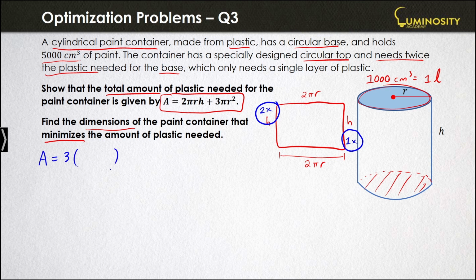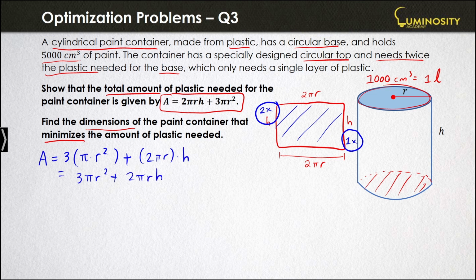So what is the area of a circle? That is pi times r squared, the radius squared. Plus this rectangular piece here. But what is the area of this rectangle? It's 2 pi r times the height. Okay, so if I simplify that, that's going to be 3 pi r squared plus 2 pi rh. And that's exactly what we have here. It's just written the other way around, which is fine. Addition is commutative, right? 1 plus 5 is still 5 plus 1.